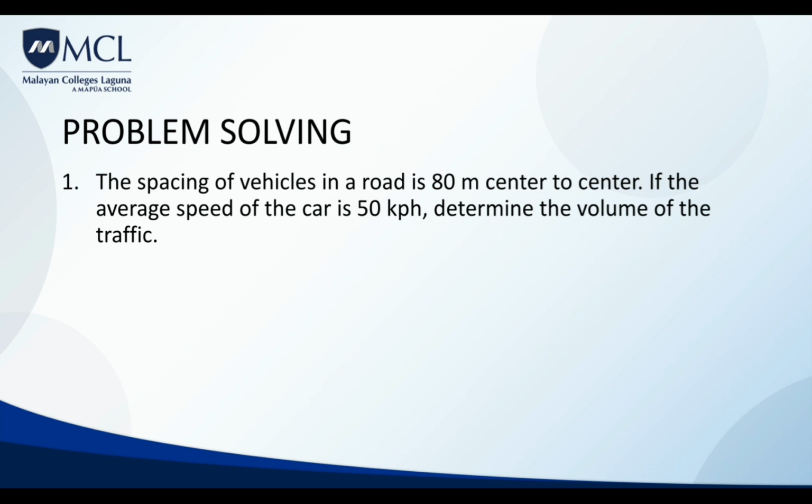Number 1: the spacing of vehicles in a road is 80 meters center to center. If the average speed of the car is 50 kph, determine the volume of the traffic. So, we are looking for the volume, Q. Now, what formula can we use if we are looking for Q? Of course, we can use this first formula.